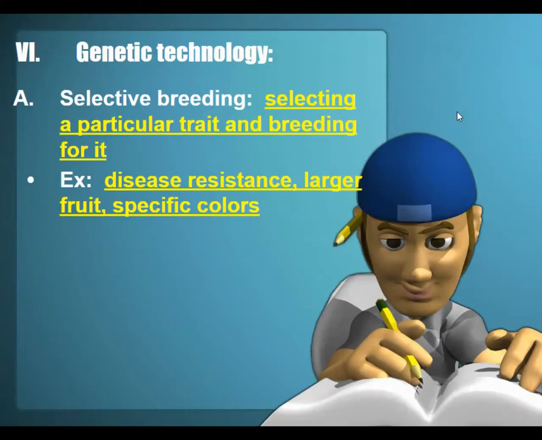Okay, moving on to genetic technology. We've got selective breeding, which is the same thing as artificial selection. This is when you're selecting a particular trait and breeding for it. For example, if you want disease resistance or larger fruit or specific colors, you're specifically breeding for that trait.